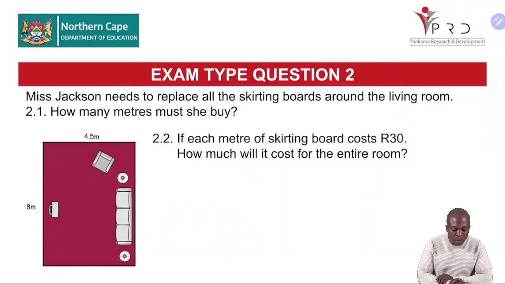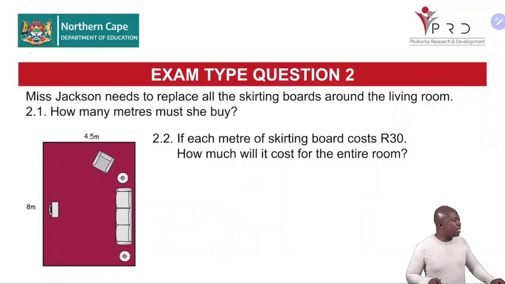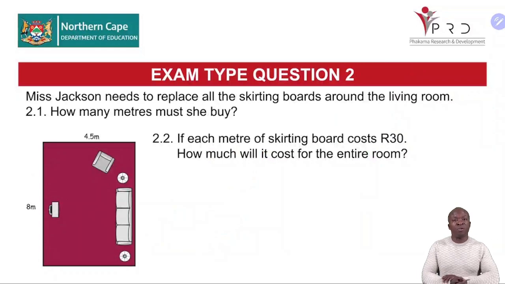All right, so let's go to question number 2. Miss Jackson needs to replace all the skirting boards. When we talk of skirting boards, usually in a room around the wall, they put a strip of wood all around the room to prevent accidentally hitting your feet against the wall and maybe damaging your shoes or causing injury to yourself. So those skirting boards are what we are talking about. They are around the entire room.